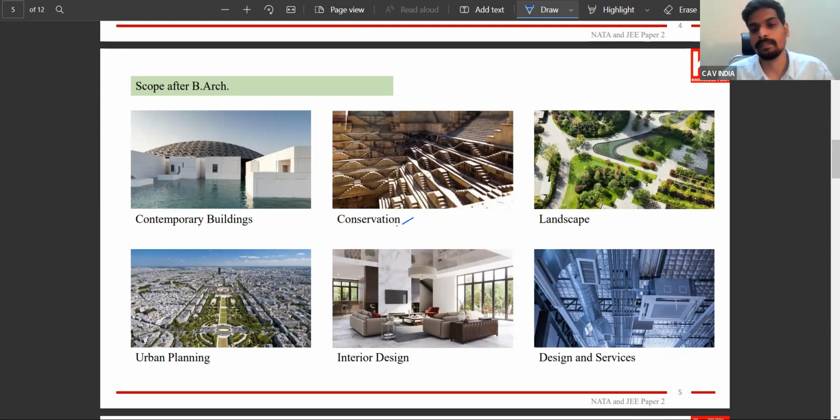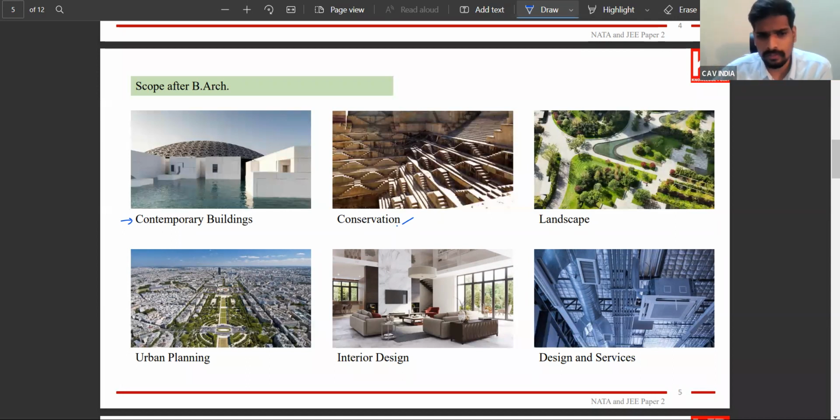So within B.Arch, there's not a single point that says only interior design. No, that's not something which architects do. There are varied options which you have. You can work in the design of buildings in contemporary architecture, that is modern architecture. You can work with firms to design interesting buildings.